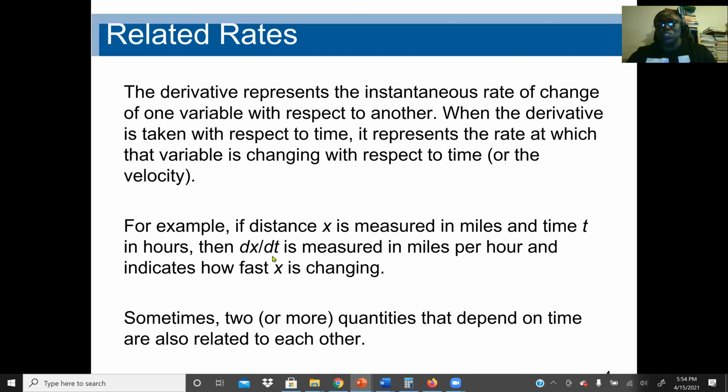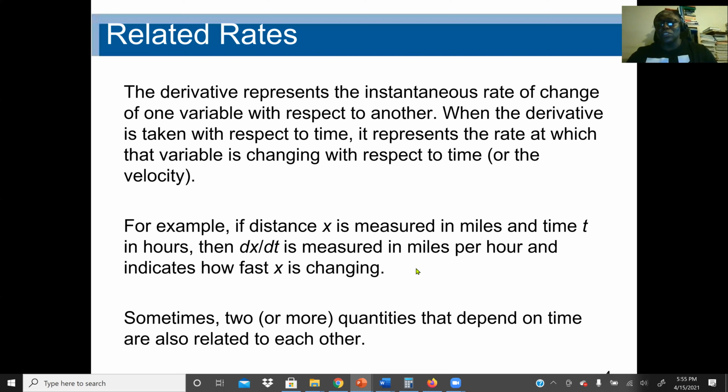An example here: if distance x is measured in miles and the time t in hours, then dx/dt is measured in miles per hour, and that represents the speed. We know speed is measured in miles per hour if the distance is measured in miles. Now, if the distance is measured in kilometers, then the speed will be kilometers per hour, or if the time is in seconds, then kilometers per second.